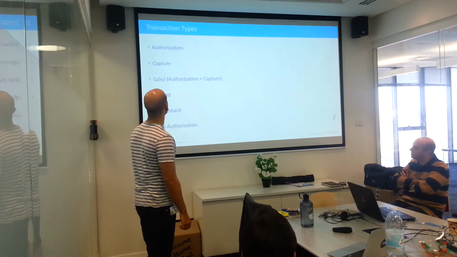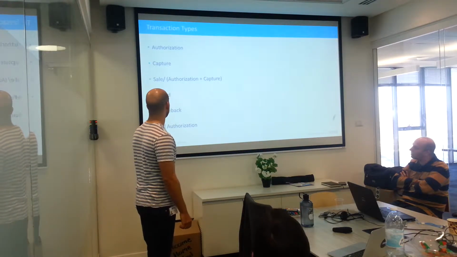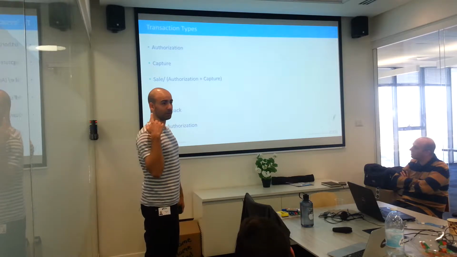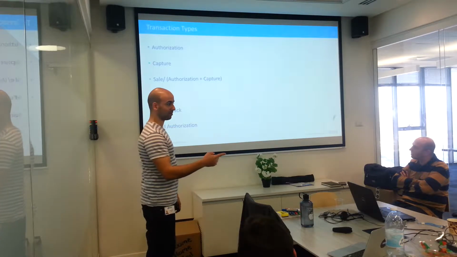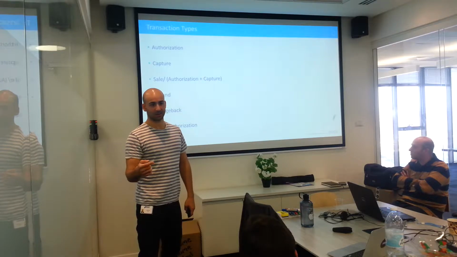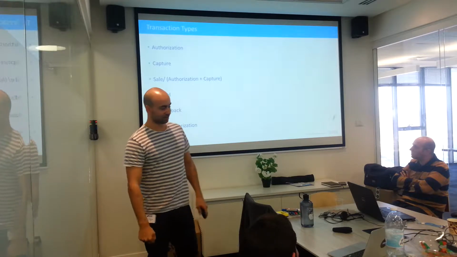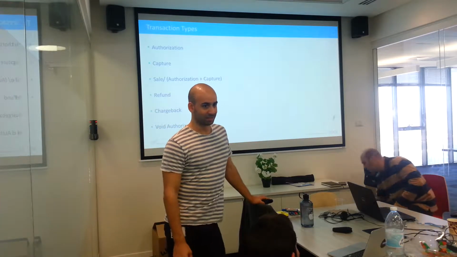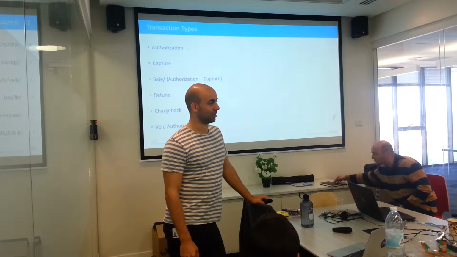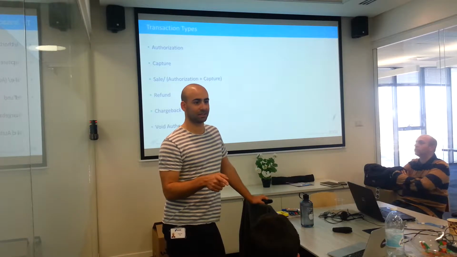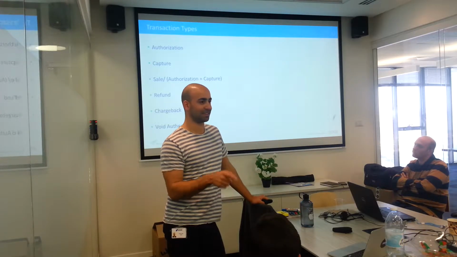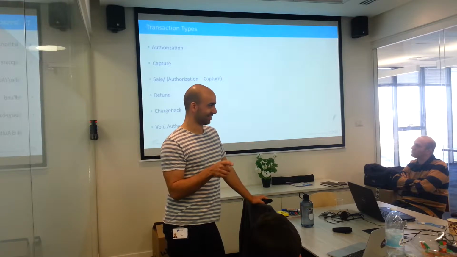Let's go quickly over transaction types. So, who can tell me what authorization is? To see if there is money in the account. If there is enough money in the account in order to pay this. Great. Is that online or offline? Online. Great. Is that synchronous or not? Very good.